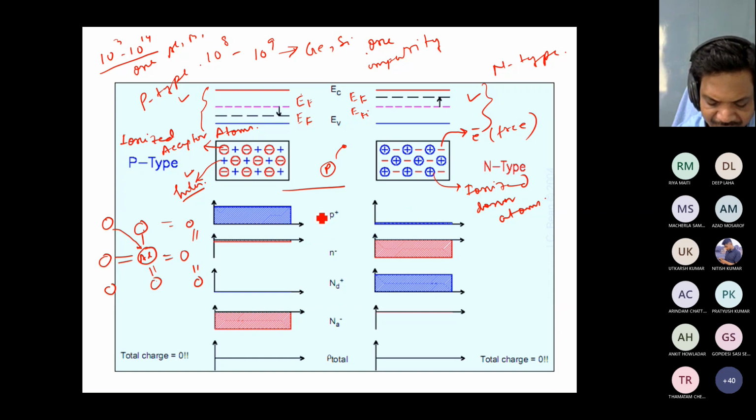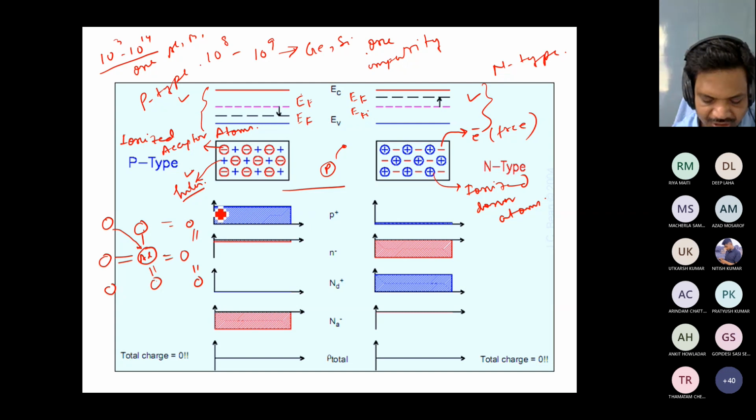Now, if we see in terms of the number of charged particles present in n and p-type semiconductor, from this you will get an idea. For p-type semiconductor, what are the different charged particles? Positive charge carriers or negative charge carriers? Majority holes, positive, and fewer electrons. Yes, positive. Good.